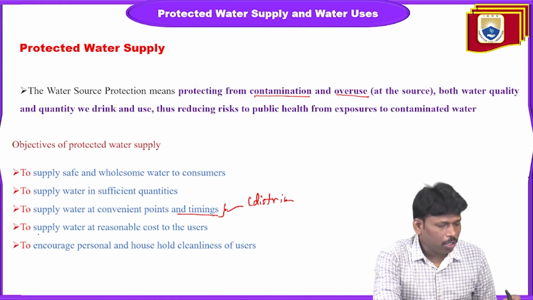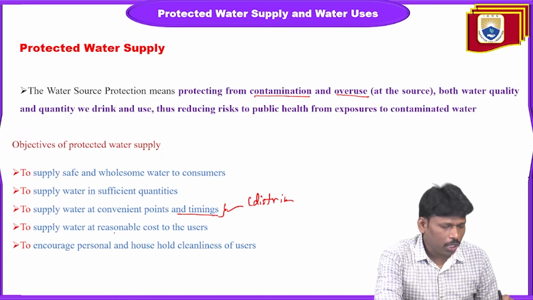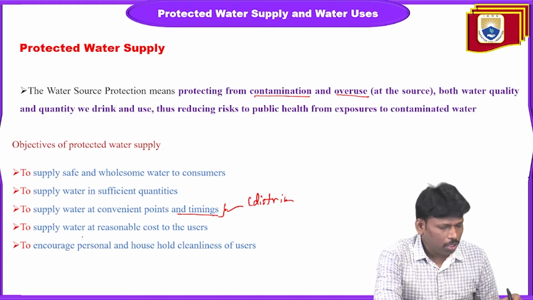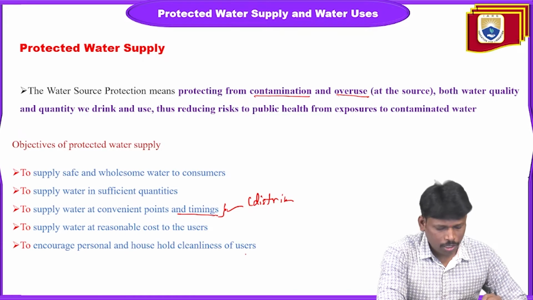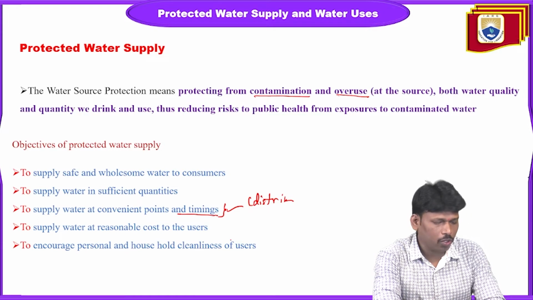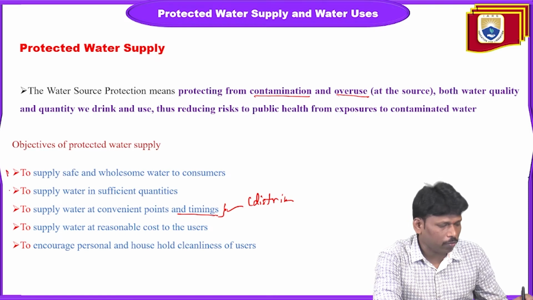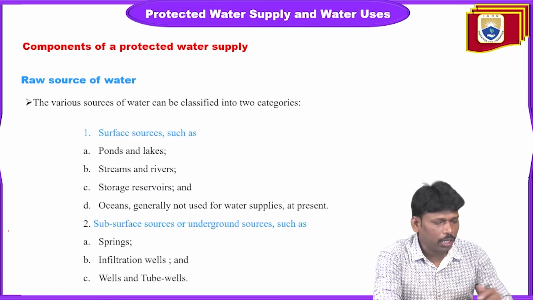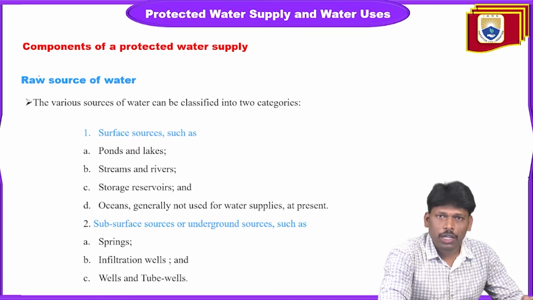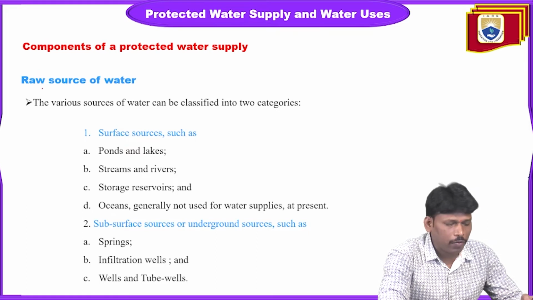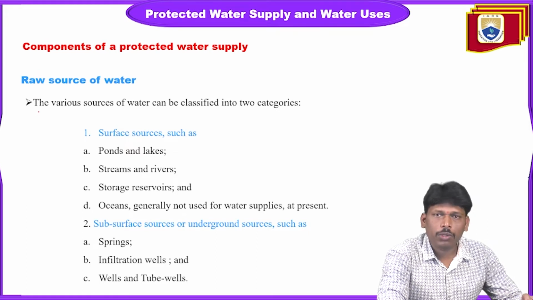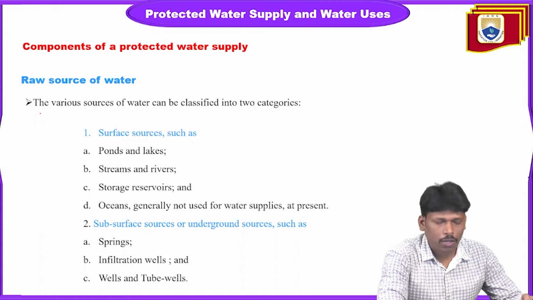Then, to supply water at a reasonable cost, and to encourage personal and household cleanliness of the users. These are the various objectives of water protection. Then the components of protected water supply: the source of the water is subsurface as well as surface sources.